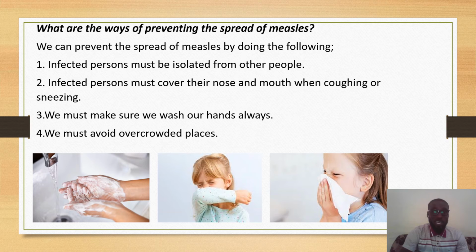So let's take a look at some ways that we can prevent the spread of measles. What are the ways of preventing the spread of measles? We can prevent the spread of measles by doing the following. One, infected persons must be isolated from other people. That is, you'll be given a special room to be given medical attention.